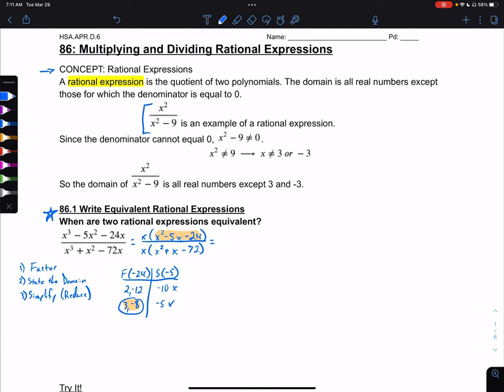Be careful, make sure you bring that original x over. So let's keep that. We don't want to forget about that x term. And then I have the product of two binomials when I use the factor sum chart. So I'd have x plus 3 times x minus 8. So that would be the factored form. And I'm going to do the same thing with the denominator.